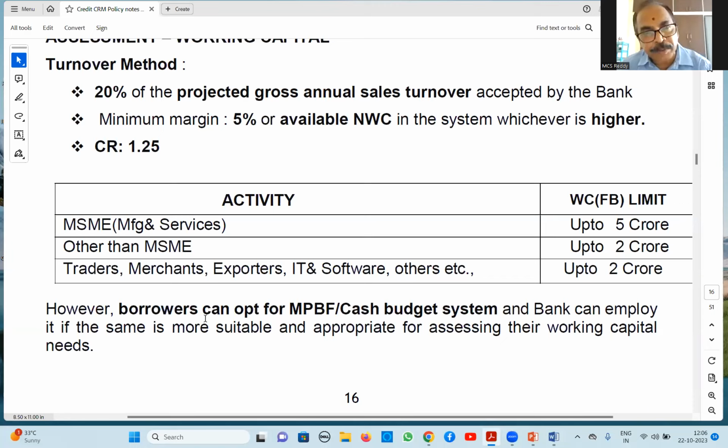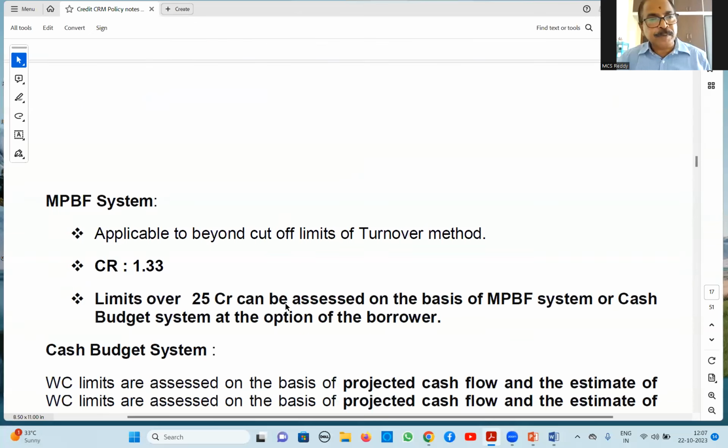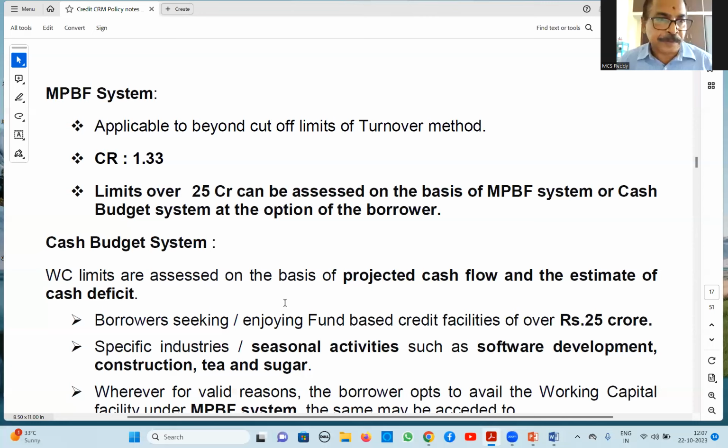If the borrower asks MPBF, we have to proceed, because their current assets we take mainly for MPBF. That means current assets creation is there. So we give priority. Right? This is about the turnover method, the first one. Then we go for the second method, MPBF method, maximum permissible bank finance system.